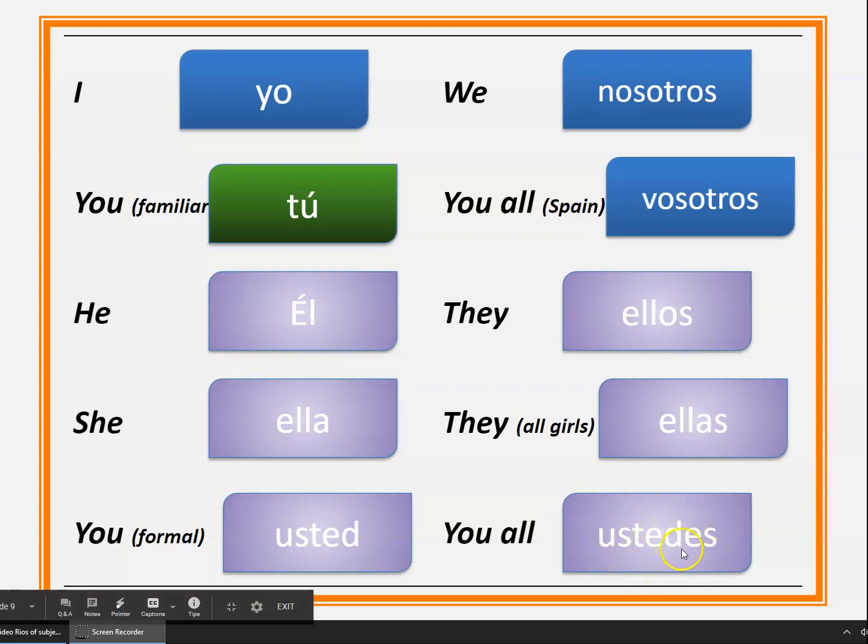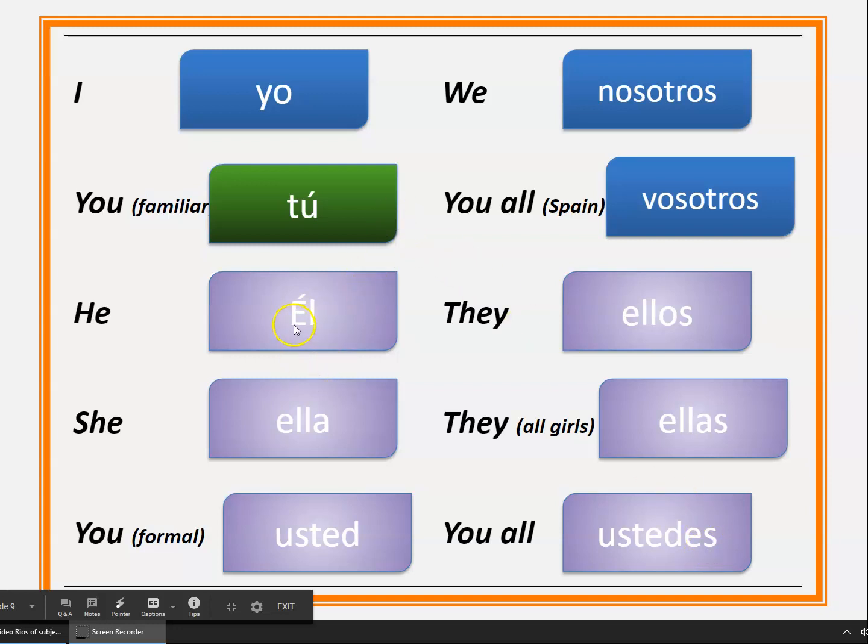Ustedes is the one that you really need to learn, because this is the one they use in the American continent and the one you're going to be using in class the most. A good way to remember it is, yo is singular, so it's kind of like yo, I'm single, but if we get together, it will be nosotros, which is we. If I'm talking to you, it's only one person, but if I'm talking to y'all, it will be vosotros if you're in Spain, or ustedes if you're in America, in any of the American Spanish-speaking countries.